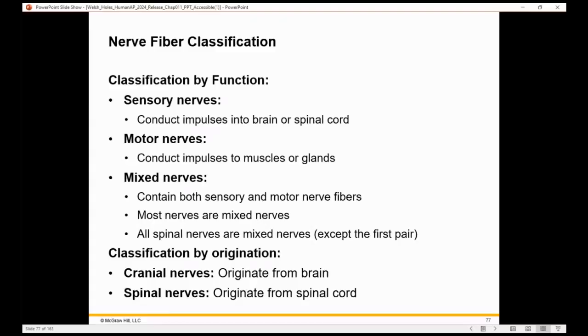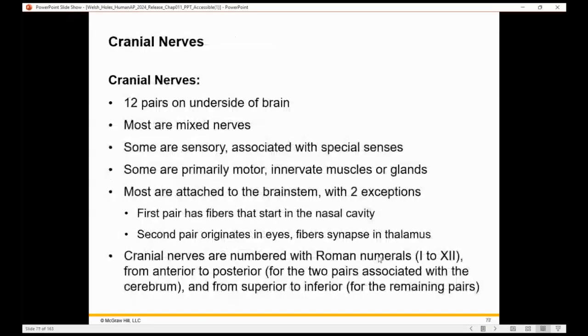As I said, we can classify by origination too. The cranial nerves originate from the brain, and the spinal nerves originate from the spinal cord. So we'll start with cranial nerves.